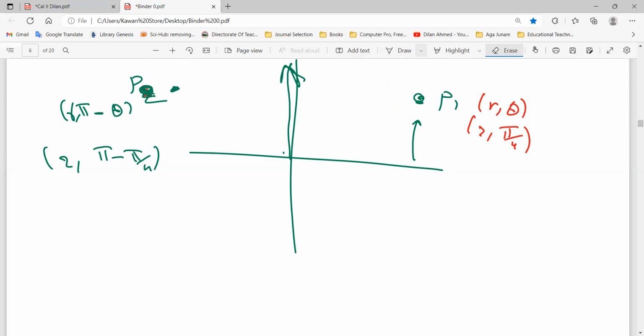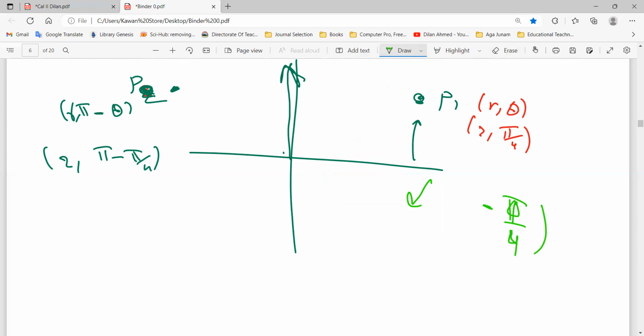Look at here. This angle is minus theta, am I right? This angle is minus pi over 4. Let me say that. Am I right?